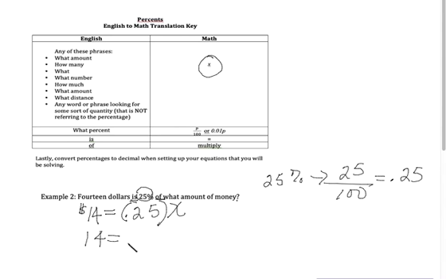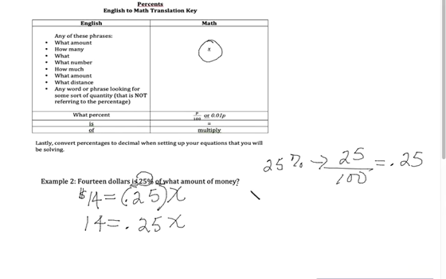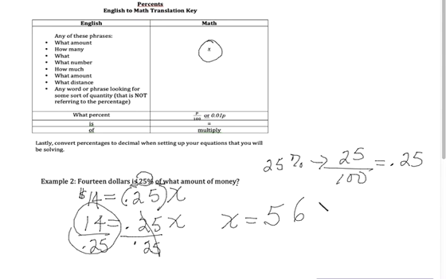It's 14 equals 0.25x. So how do I solve for x now? Well, I've got 0.25 being multiplied to x, so I need to use inverse operations. So I'm going to divide both sides by 0.25. I know this is going to become 1. So x is going to equal 14 divided by 0.25. So what does that turn out to be? Get your calculator out and calculate that. 14 divided by 0.25 equals 56. That's what I'm getting right now.